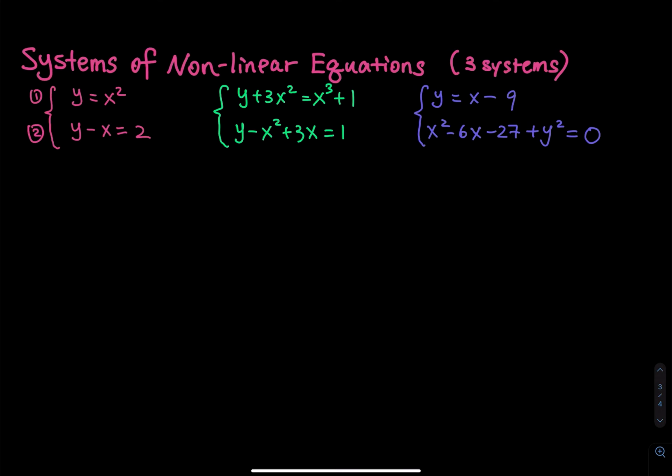Let's solve three systems of nonlinear equations. Whenever I solve a system, I always number the equations. So this is equation number 1, this is equation number 2. Let's use the substitution method.